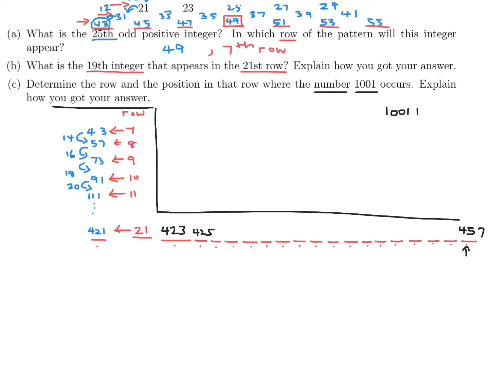You just add 1 and divide by 2. And when you do, you get 501. So it's the 501st odd number. You see what I mean?